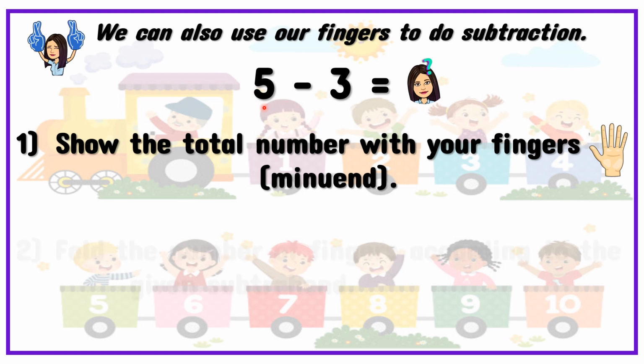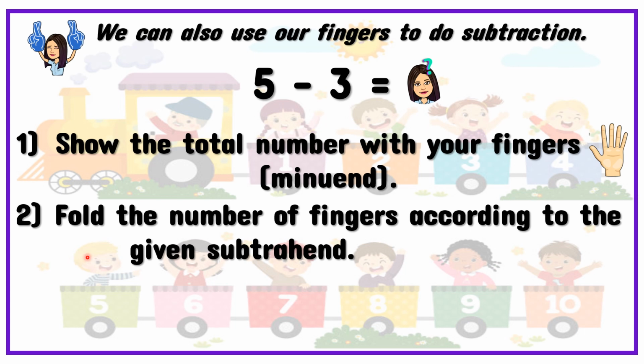For the second step, fold the number of fingers according to the given subtrahend. So the given subtrahend is 3. So let's show it. So we folded, okay, 3 fingers. So 1, 2, 3. 3 folded fingers. Again, because the subtrahend is 3.